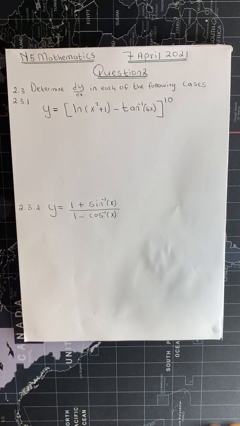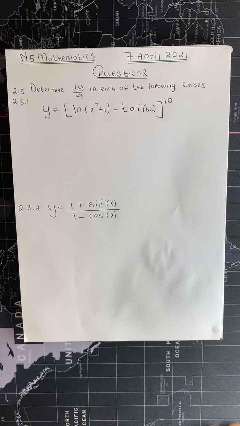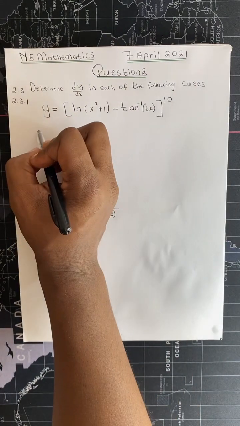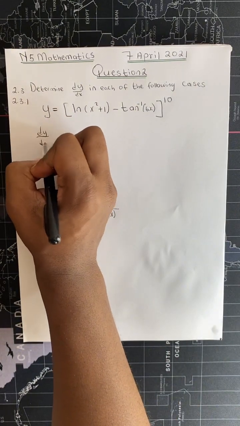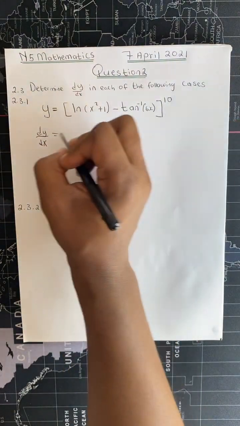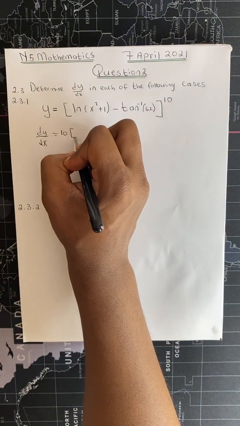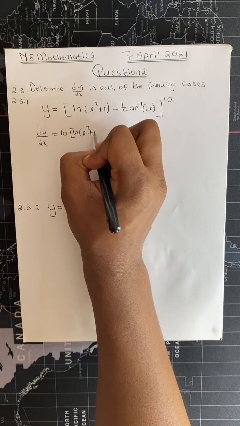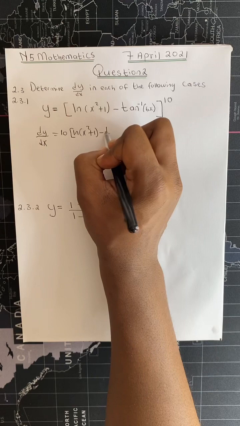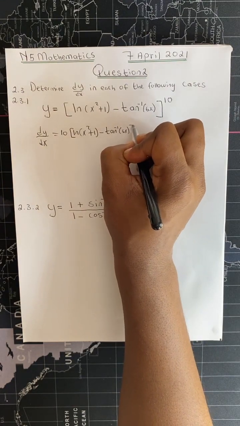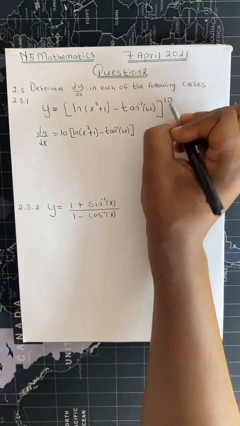Question 2.3, we have to determine dy over dx in each of the following cases. So dy over dx of this whole thing, so we start with the parenthesis 10 multiplied by ln of x squared plus 1 minus arctan of 6x. 10 minus 1 is equal to 9.